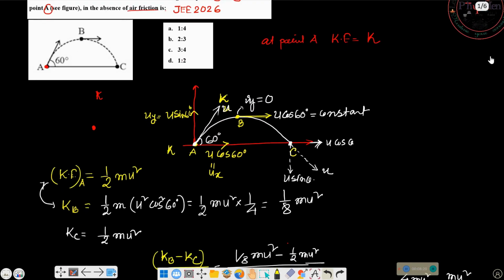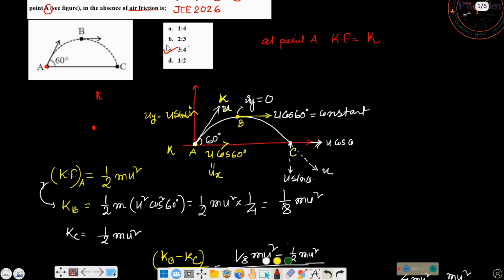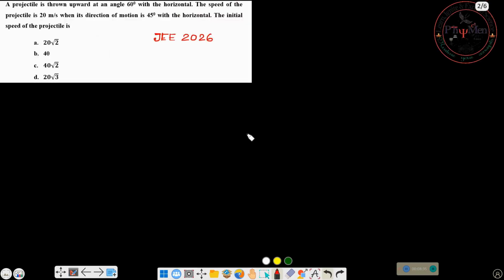So the correct answer is option C, that is 3:4. Okay, so our next question is another question that has been asked in JEE 2026.